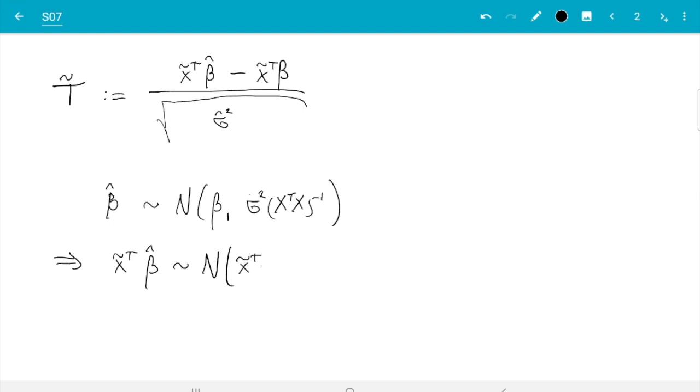So x tilde transpose beta is what we get. And the covariance matrix has x tilde transpose from the left. Then I copy the covariance matrix. And then it also has x tilde from the right. That was the rule, what happens to a normal distribution if I multiply the random vector from the left with the matrix. And now up here we have already the distance between beta hat and beta.